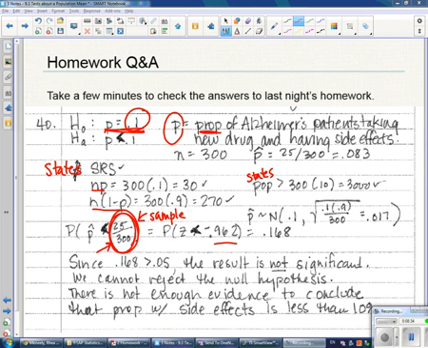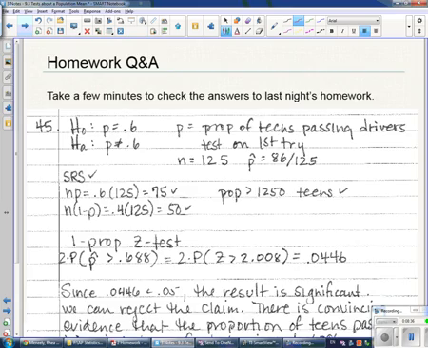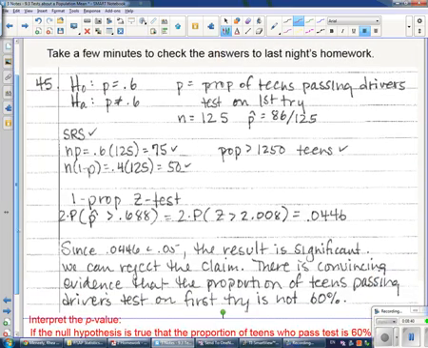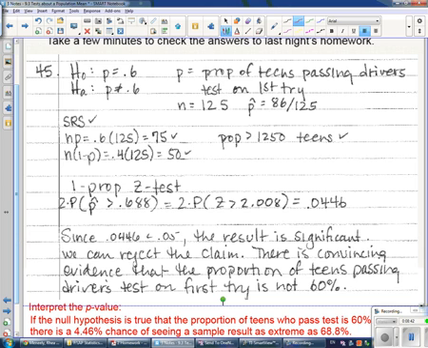Okay. In number 45, I believe in this case I want to talk to you about what it means to interpret the p-value. In number 45, this deals with students getting their driver's license, I believe. So it says a state's Division of Motor Vehicles claims that 60% of teens pass their driving test on the first attempt. An investigative reporter examines a simple random sample of records for 125 teens. 86 of them pass the test on their first try. Is there convincing evidence at the alpha equals 5% significance level that the claim is incorrect?